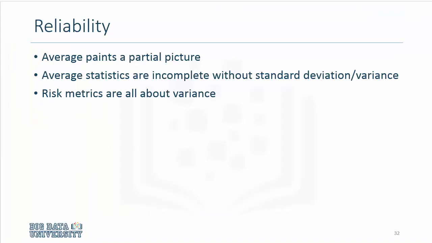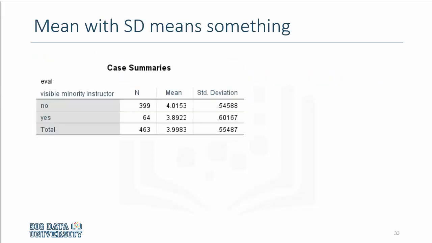So the main argument in praise of standard deviation or variance is that the average, or the mean, will paint a partial picture. If you really want to understand the complete picture for a variable, or for your data set, you have to compute both the average and the standard deviation to understand the variance. And notice that all risk metrics in finance have much to do with standard deviation. So a mean with a standard deviation means something more useful than the mean itself.